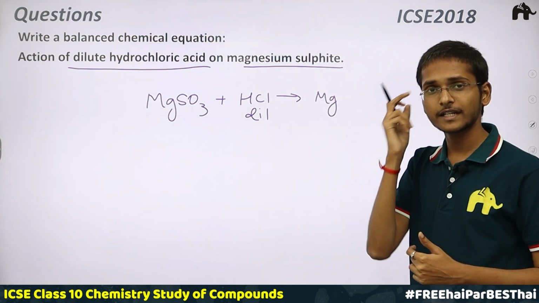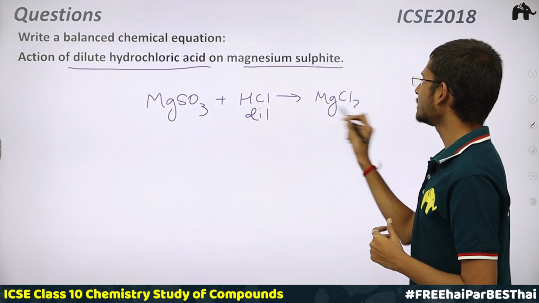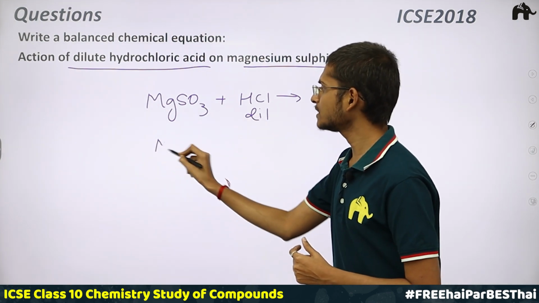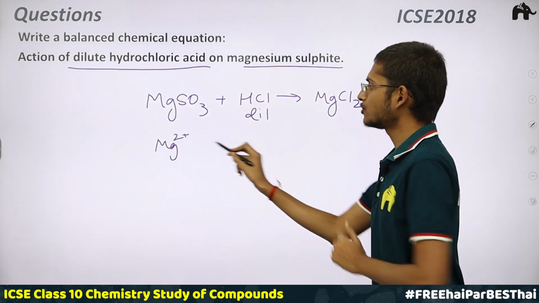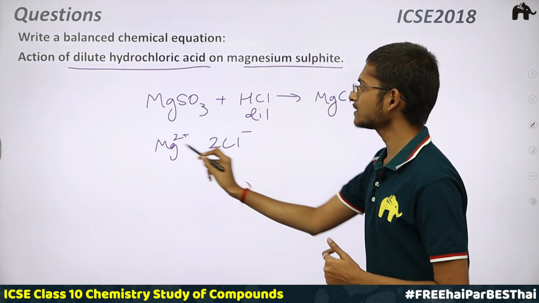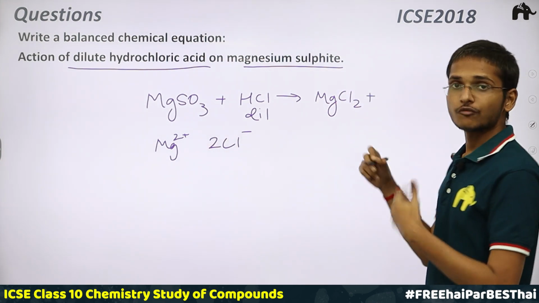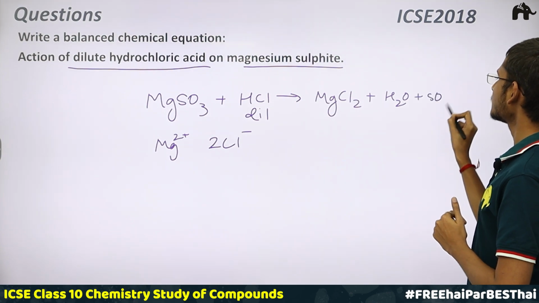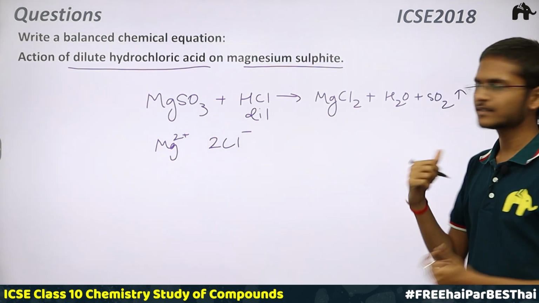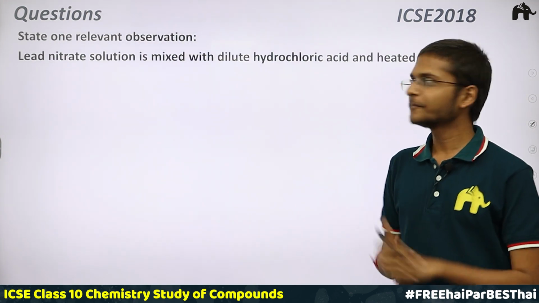Now we have to take care that the formula of the chloride which is formed is correct. So it would be MgCl2, because Mg is in plus 2 charge, so plus 2 needs 2 chloride ions. 2 minus, 2 plus, right? So MgCl2, and then water and sulfur dioxide gas are released. Now the last thing which remains is just to balance the reaction. That's it.